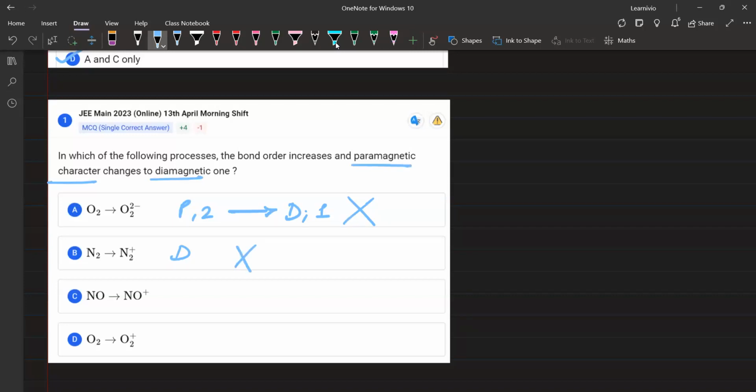NO, I don't know NO, sir. NO तो आपने पढ़ाया ही नहीं. ठीक है, चलो छोड़ दे NO. O2 से O2 positive. O2 is paramagnetic. And when it is getting converted to O2 positive, we are removing only one electron. It is still paramagnetic. That means this option is also not correct. So the only option remaining is C. Does this make sense? Yes or no? Please tell me.